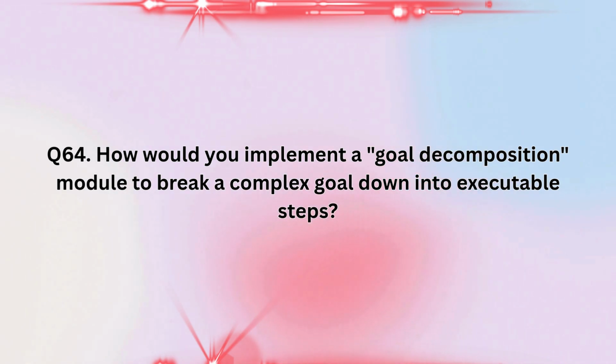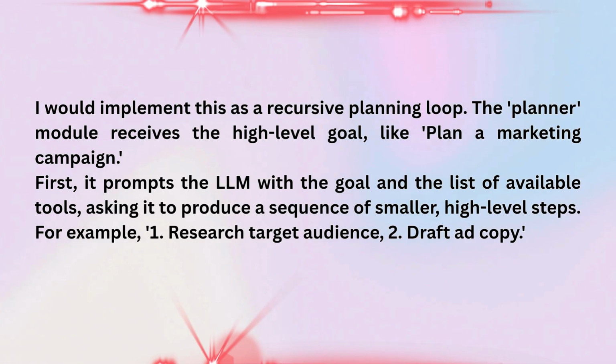How would you implement a goal decomposition module to break a complex goal down into executable steps? I would implement this as a recursive planning loop. The planner module receives the high-level goal, like plan a marketing campaign. First, it prompts the LLM with a goal and the list of available tools, asking it to produce a sequence of smaller, high-level steps. For example, 1. Research target audience. 2. Draft ad copy.